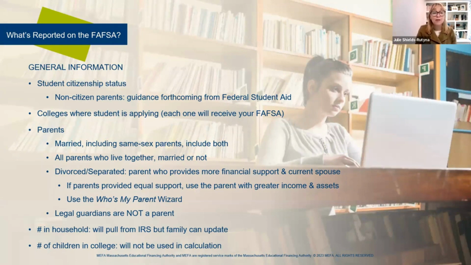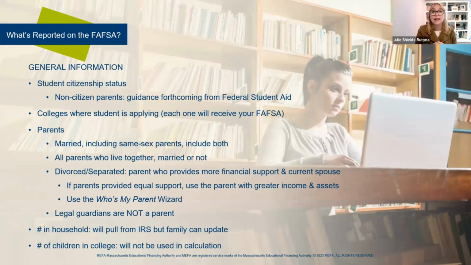And then parent information, such as are parents married, including same-sex parents, include both, all parents who live together, married or not, divorced or separated parents. The way that works is it's the parent who provides more financial support that needs to put information on the FAFSA. And if that person is remarried, that current spouse also puts information on the FAFSA.